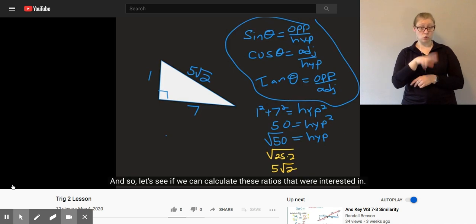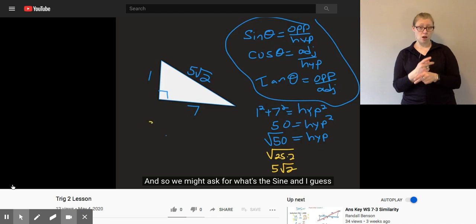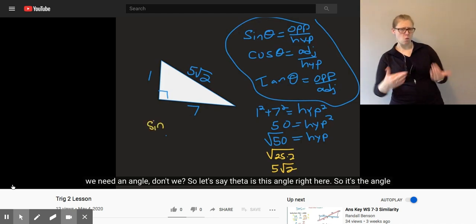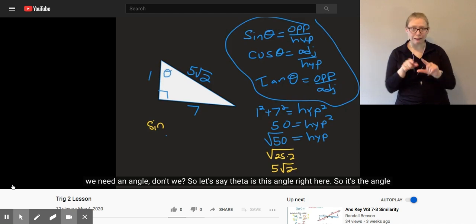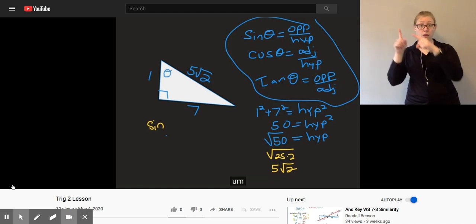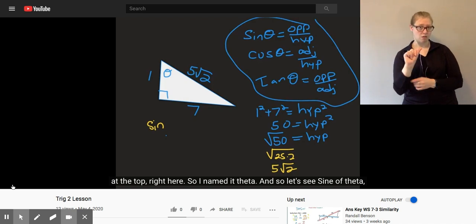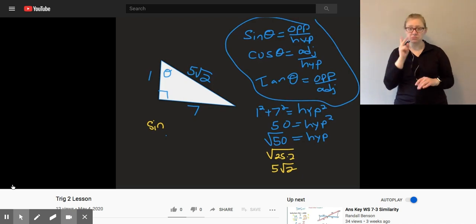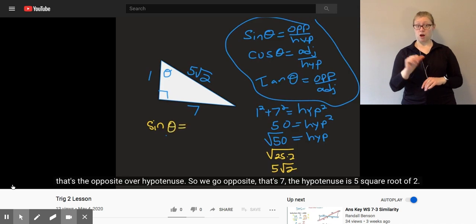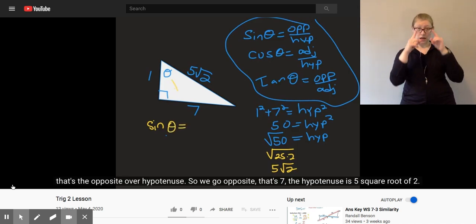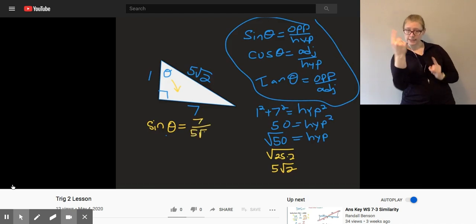And so let's see if we can calculate these ratios that we're interested in. And so we might ask for what's the sine, and I guess we need an angle, don't we? So let's say theta is this angle right here. So it's the angle at the top right here. So I named it theta. And so let's see, sine of theta, that's the opposite over hypotenuse. So we go opposite, that's 7. The hypotenuse is 5 square root of 2.